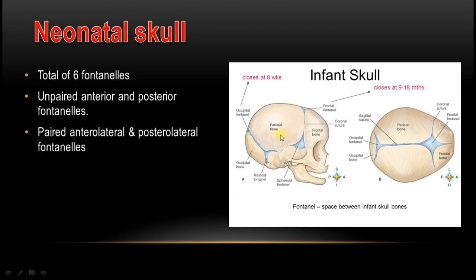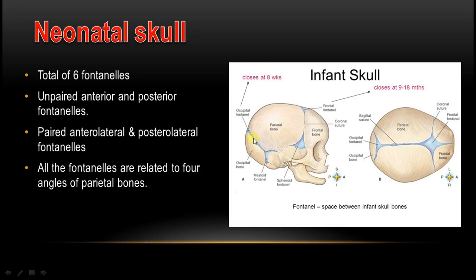Okay. So, these fontanelles mainly close around 3 to 6 months, but the anterior fontanelle takes about 18 months to 2 years to close. Now, why are these fontanelles actually present? Because when the head has to pass through the birth canal during labor or childbirth, it allows the overlapping of the bones, so flexibility of the bones.